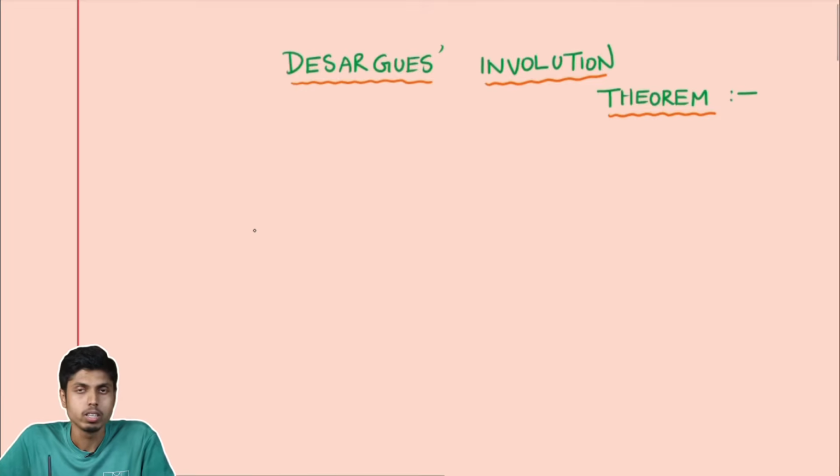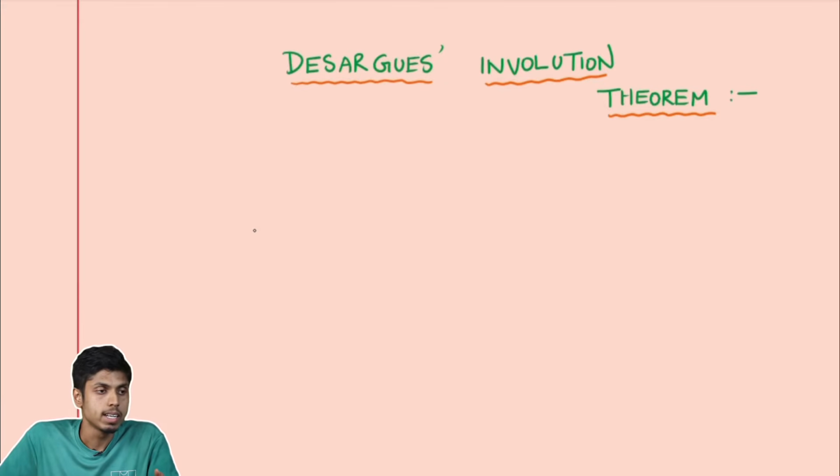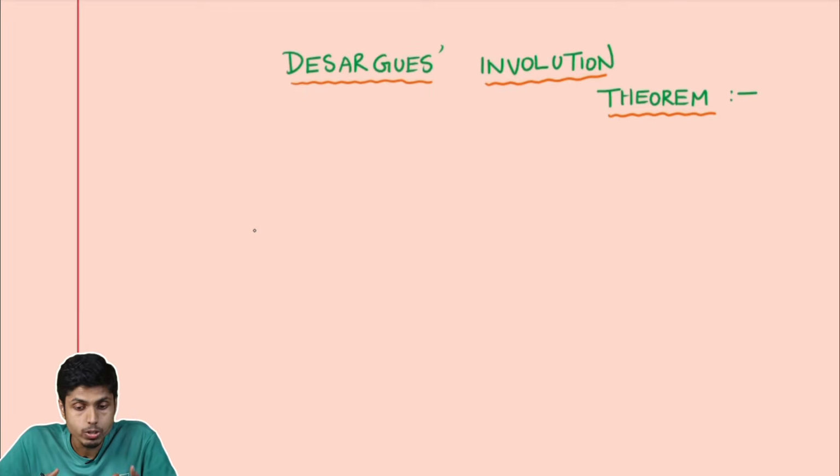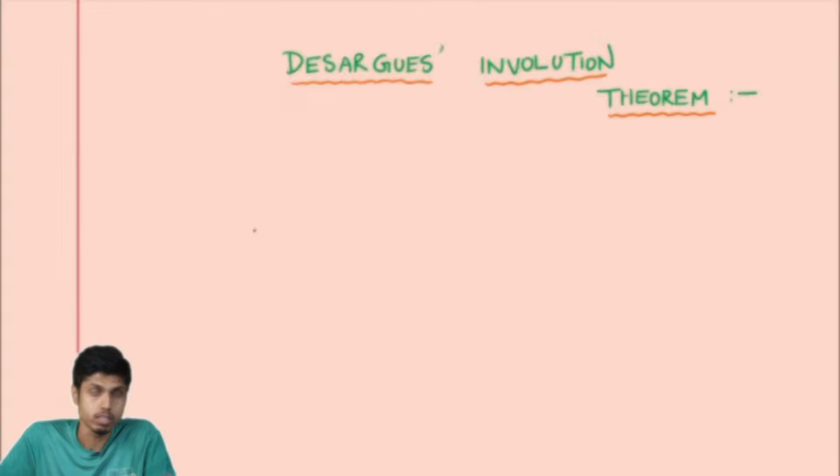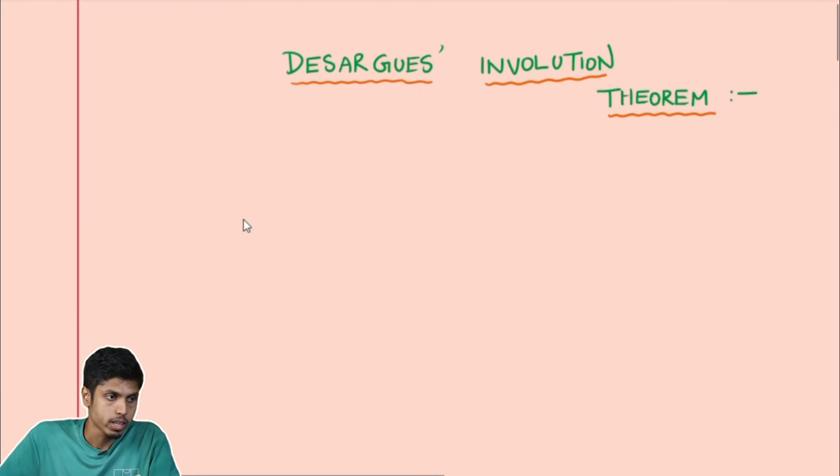And moreover, cross ratios are preserved upon this involution, and the cross ratios are preserved even upon projections. This is a part of projective geometry, which we also dealt with. The statement goes this way.